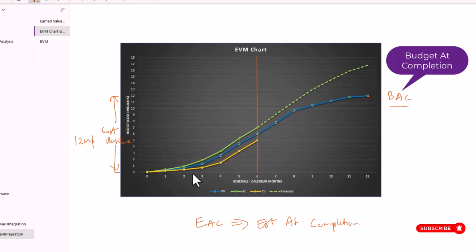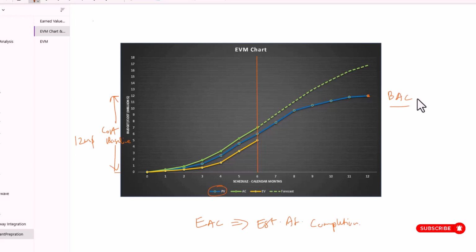If you take this curve, this blue line, we know this is the PV value, right? And the point is, if you're going to spend the money according to the planned budget, by the end of the project, when you complete all the planned work, how much money are you going to spend? So that's about BAC, budget at completion. Towards the end of the project, when you complete all the planned work, how much money do you plan to spend? That's the question, and the answer is BAC, budget at completion.